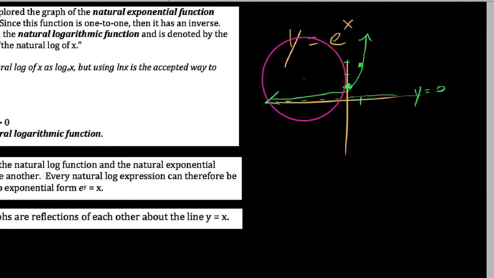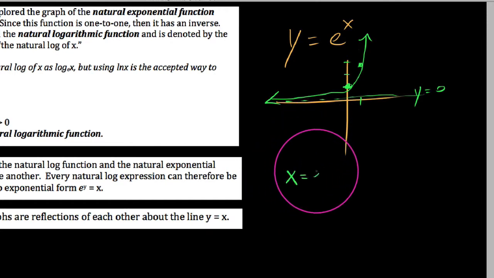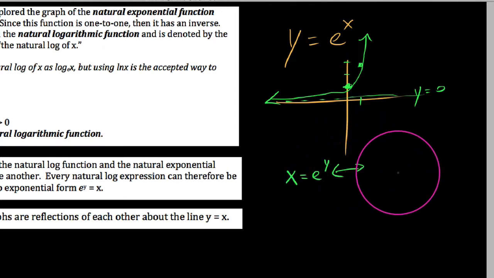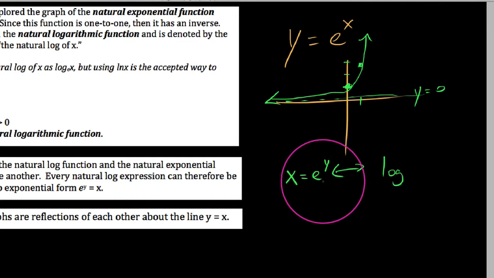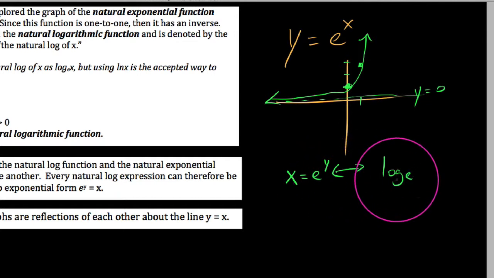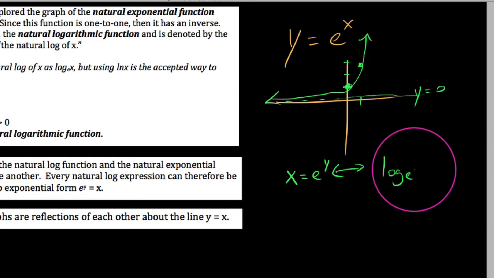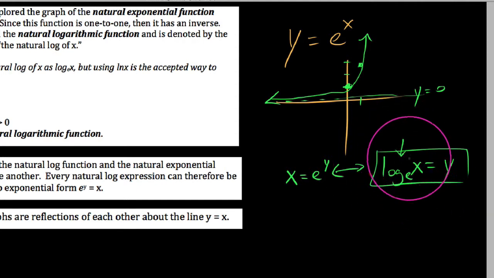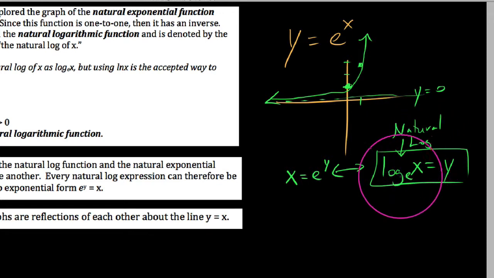If y equals e to the x is the natural exponential function, then we switch the domain and range, x equals e to the y, switch the x and y around, and now rewrite this in logarithmic notation. Our base here is e, so log base e, and e to the y equals x. E to the what equals x is the y. This is our natural log function. We just say natural log, or you can say ln.